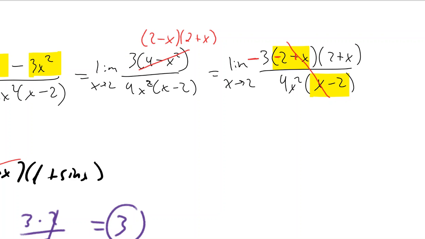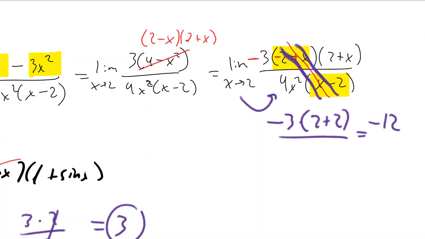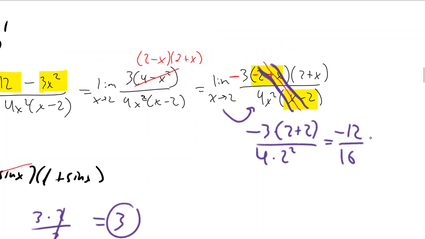And then finally, anytime you have indeterminate form, you're looking for this to happen. As soon as something cancels, go back to direct substitution. Plug this into the top to get -12, plug it into the bottom to get 4 times 4 is 16, and then I reduce that to -3/4.